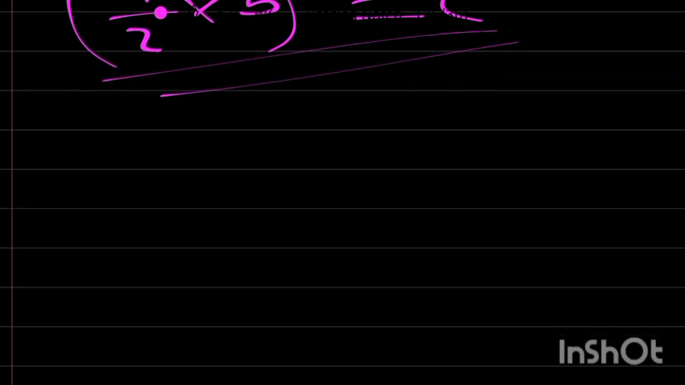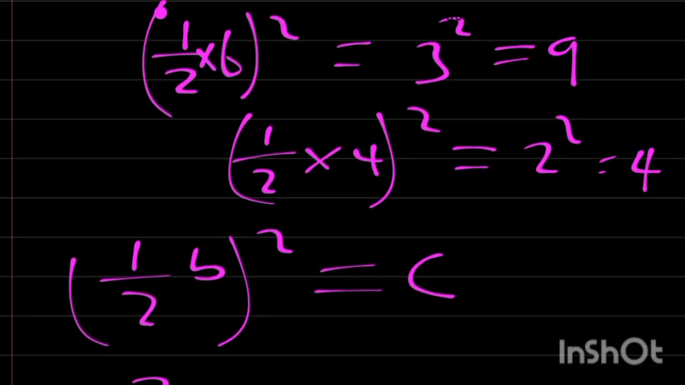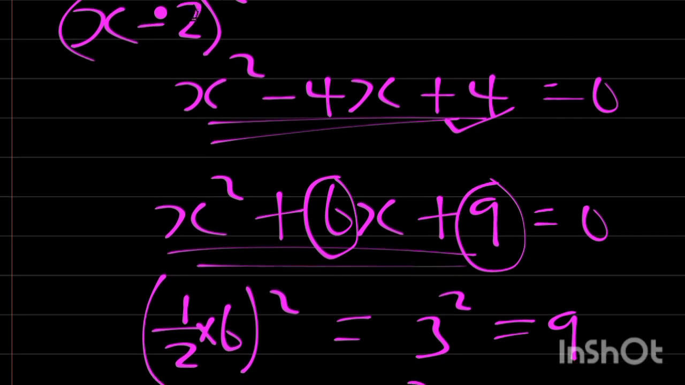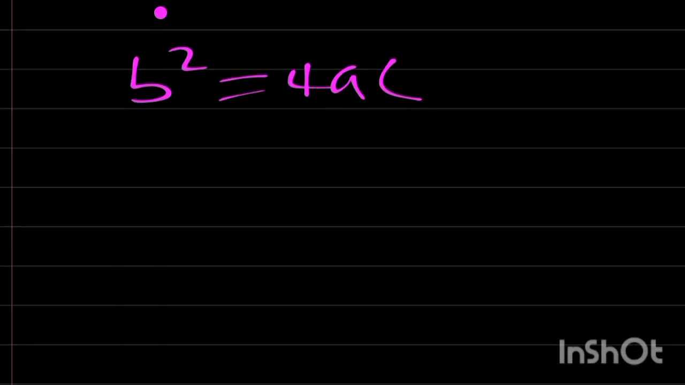Another way of knowing maybe an expression is a perfect square is by using this expression: b squared is equal to 4ac. If you should evaluate this and the answers are equal, then it is a perfect square. Let's take one of the examples we used there, x squared plus 6x plus 9. Let's try and evaluate it with this.